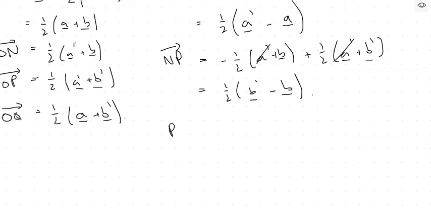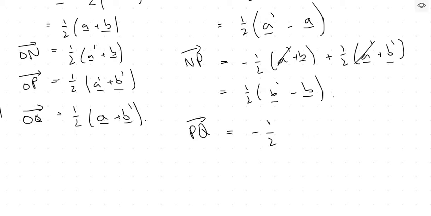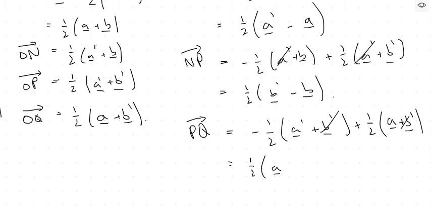P to Q is minus a half OP, so that's A dash plus B dash, plus a half OQ, which is A plus B dash. So they cancel, and we have a half (A minus A dash).